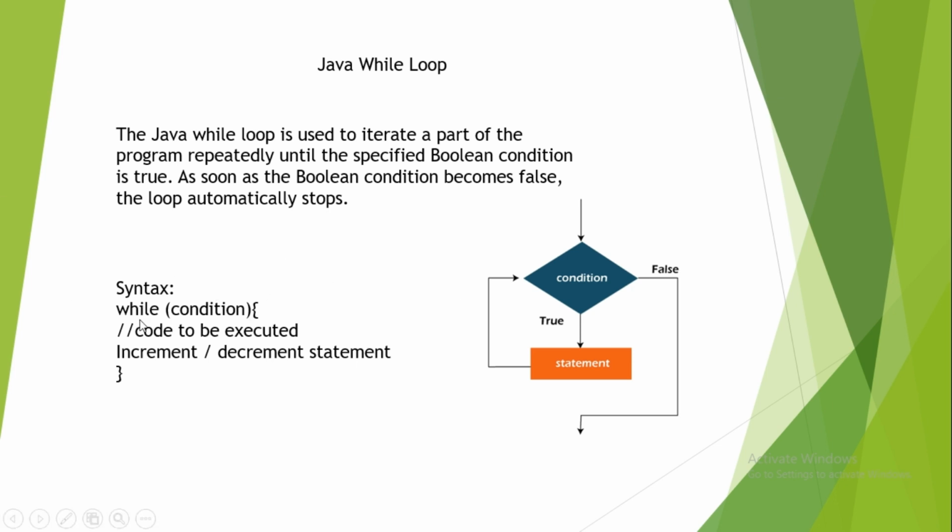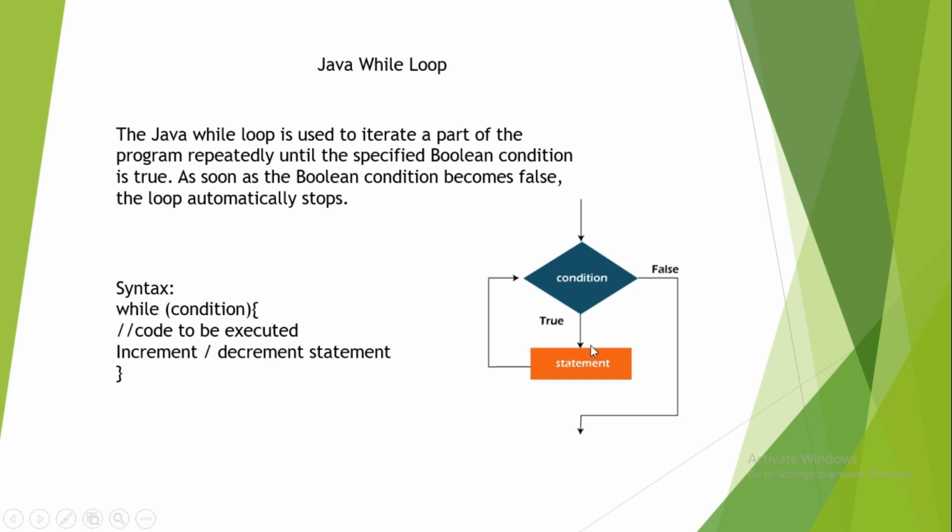So if you see the syntax, we have to use the keyword while. In brackets, we have to give the condition. Here, the condition is either true or false. And in the open and close curly brackets, we have to give the block of statements which we need to execute. If the condition is true, then this block will be executed. Otherwise it will not go inside the while loop.